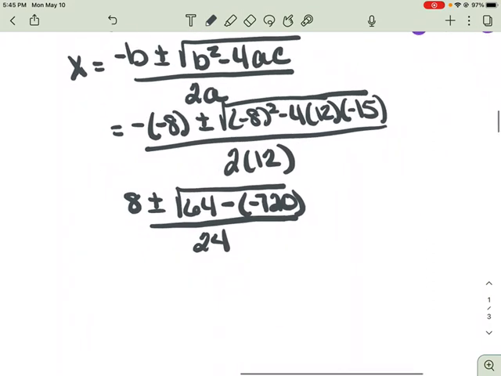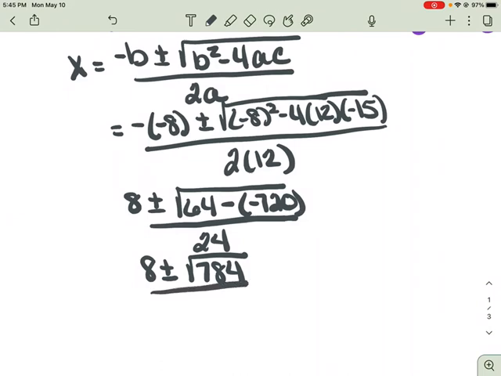Okay? All right, so this is going to be 8 plus or minus the square root of 64 minus 4 times 12 times negative 15. So that's minus negative 720, which actually becomes plus 720. So this becomes 64 plus 720, so 8 plus or minus the square root of 784 all over 24.